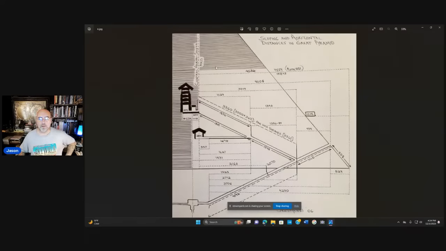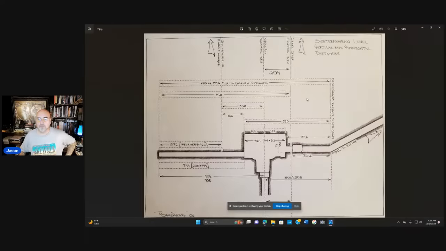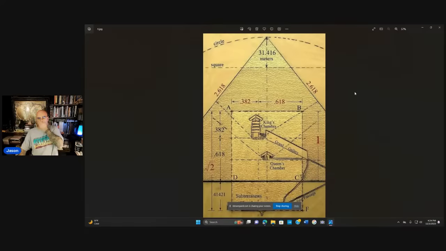Here's the sloping. Here's the horizontal and sloping measurements, all endorsed by engineer David Davidson. These are the measurements of Sir Flinders Petrie. Here's the subterranean chamber. Look at all these measurements. It's amazing, guys. These measurements have shown some pretty profound things. Other people have made very interesting discoveries.